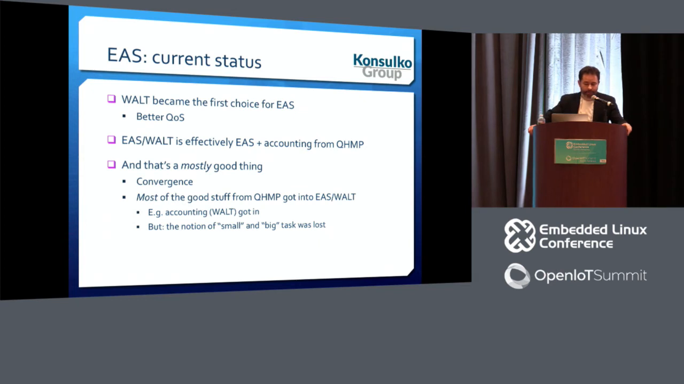And the current status is that Volt has become the first and main choice for it due to the reasons that we have talked about just recently. And first of all, the better QoS, but also that there is no power degrade. And EAS Volt is effectively EAS plus the task accounting from QHMP. So whatever bad words I had said about QHMP in the past, a huge pile of code from QHMP turned out to be useful and important.